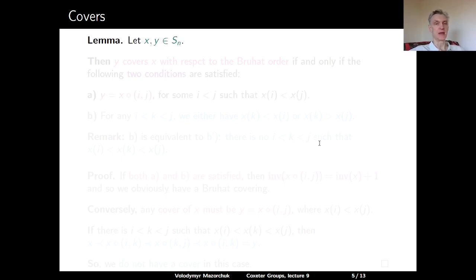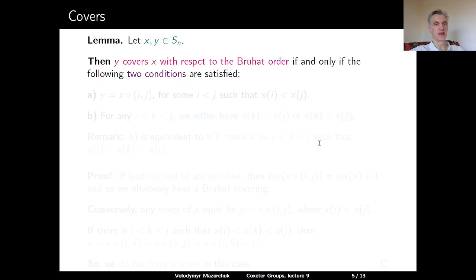So lemma: let x and y be two elements in the symmetric group. Then y covers x with respect to the Bruhat order if and only if the following two conditions are satisfied. Condition A: y is equal to x after the transposition (i, j) for some i smaller than j, such that x(i) is smaller than x(j).